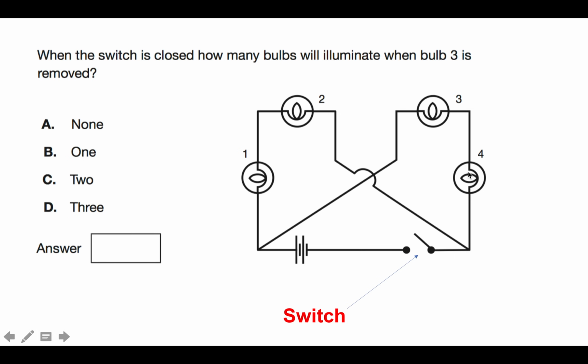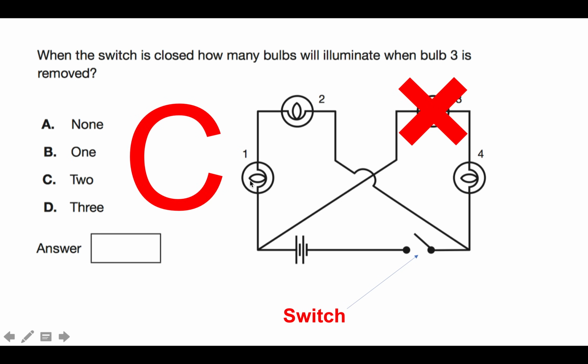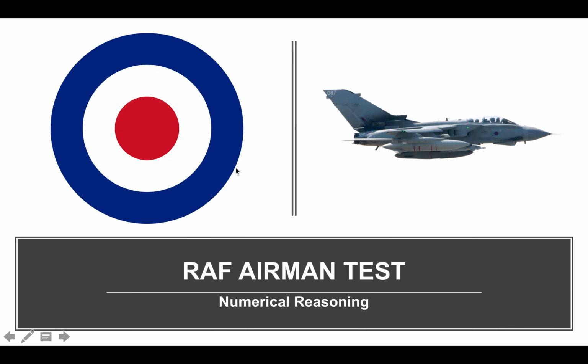Well, 4 will not illuminate because that, with the bulb taken out at 3, means the circuit cannot be made. So the only ones that would be illuminated are number 1 and 2. So how many bulbs will illuminate? And the answer is C, because 2 of them, number 1 and 2, are the only ones that will illuminate.